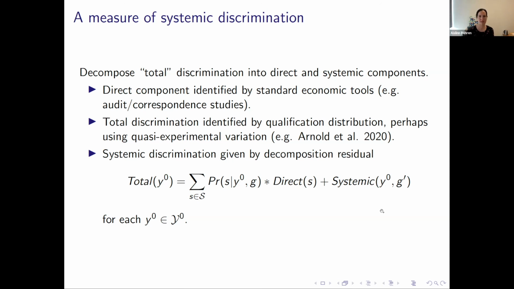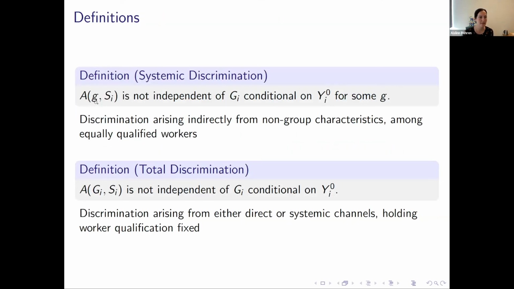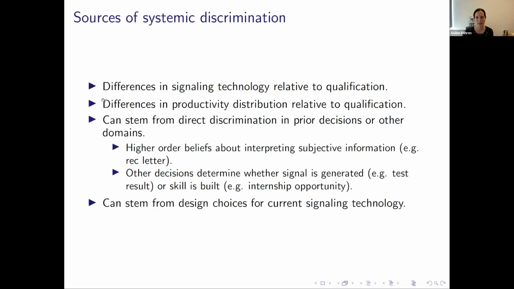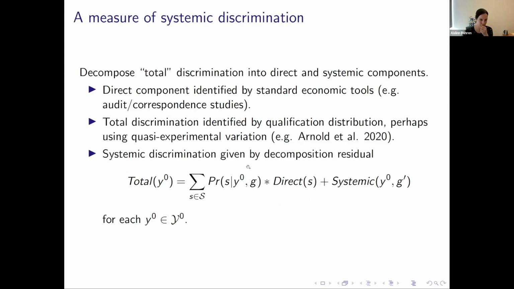And here, this is just a feature of the decomposition. You need to use the signal distribution for one group identity and the systemic measurement. Remember, systemic is coming from fixing a group identity in the action rule. So you fix, say, the action rule for group M with respect to the signal, and that essentially nets out any direct discrimination, and then you just look at the signal distribution for the other group. So this is just a classic Blinder-Oaxaca decomposition for each qualification.